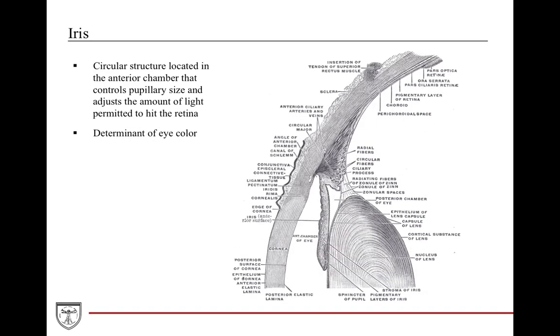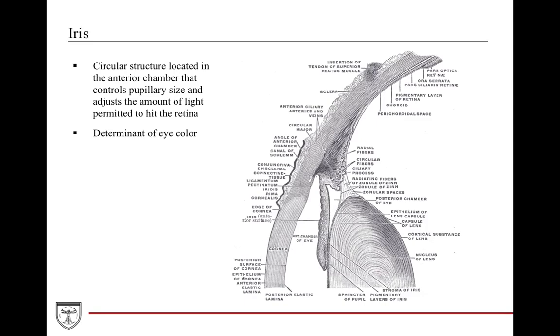So what is the iris? So the iris is the circular structure located in the anterior chamber that controls the pupillary size and adjusts the amount of light that allows the retina to enter, especially based on the day and what your purposes of visual function is for that moment in time.